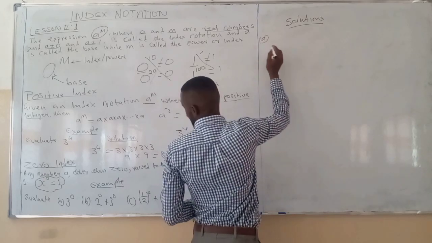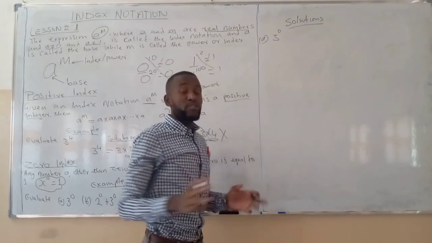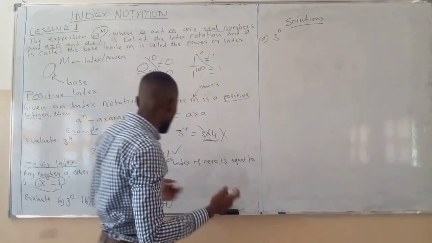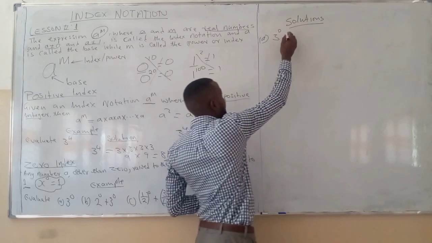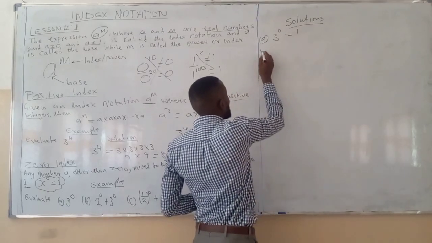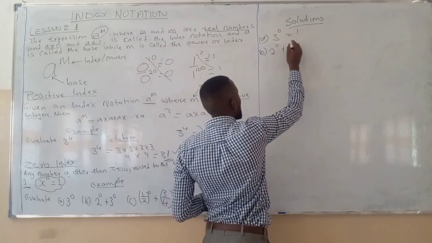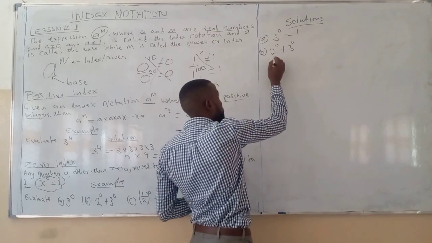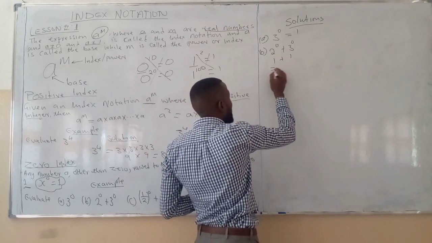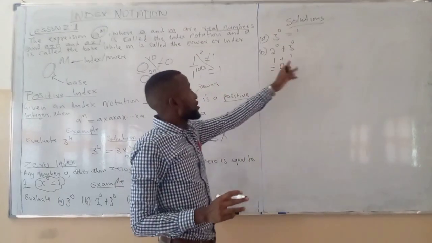Question number A, we are simply saying we should evaluate 3 to the power 0. Now, this one is a concept: any number raised to the power 0, the answer is always 1. So this one is raised to the power 0, the answer is equal to 1. Now let us come to B. B is simply saying 2 to the power 0 plus 3 to the power 0. What is 2 to the power 0? Any number raised to the power 0 is what? 1. So it means that this will be 1 plus 1. Therefore, my final answer is 2. That is how you do it. 1 plus 1 is 2.